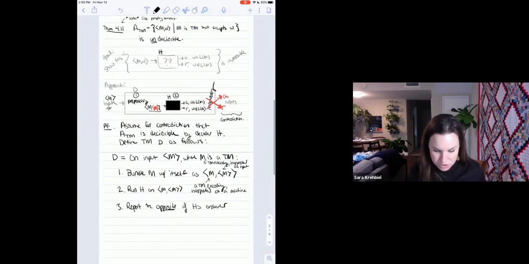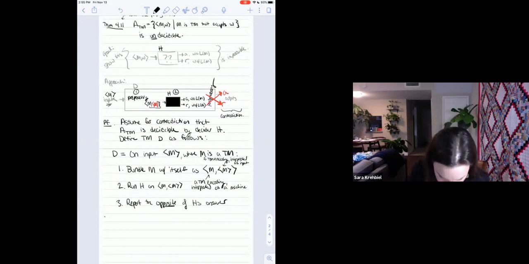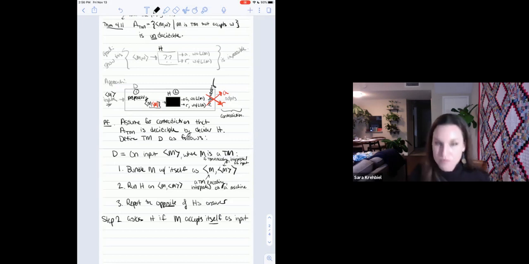So in short, what I'm doing is I'm saying step 2 asks H if the machine M accepts itself as input. So something that might accept itself as input would be a C++ compiler written in C++.